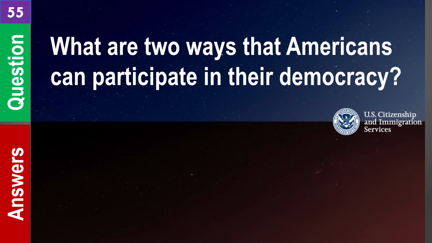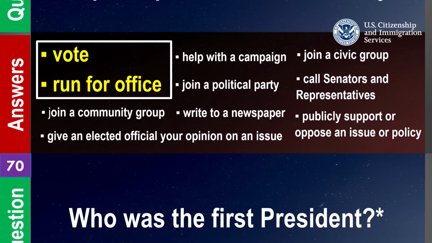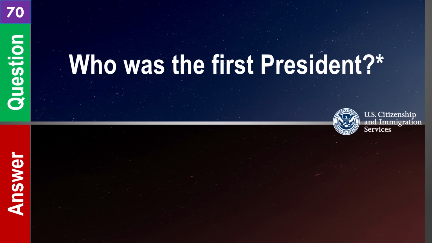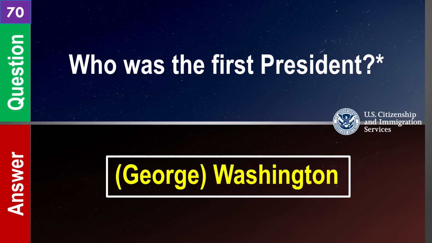What are two ways that Americans can participate in their democracy? Vote, run for office. Who was the first president? George Washington.